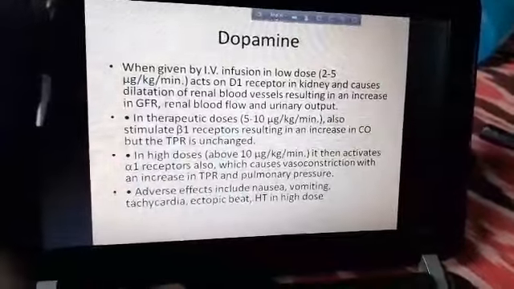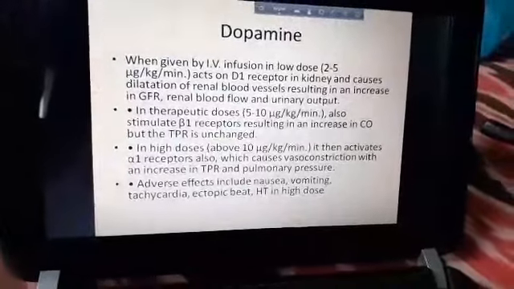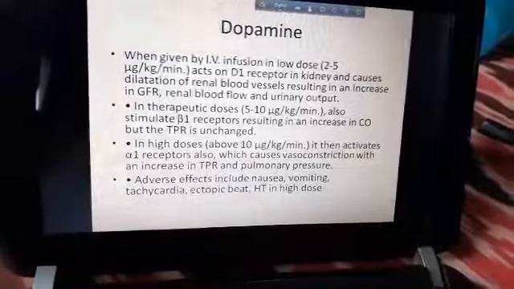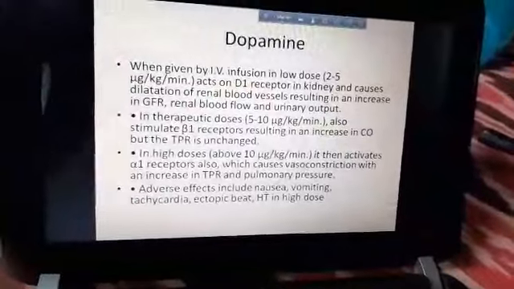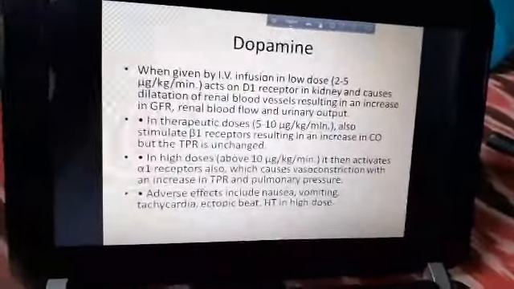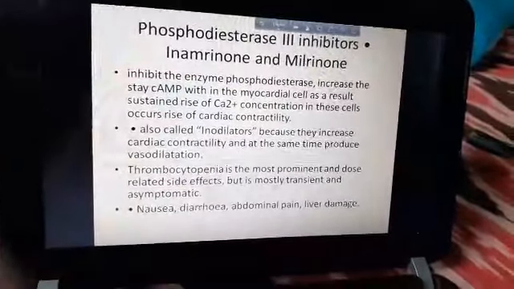It has 3 dose ranges, but the therapeutic dose is 5 to 10 microgram per kg per minute. It stimulates beta 1 receptor, resulting in an increase in cardiac output, but the total peripheral resistance is unchanged. So remember, dobutamine and dopamine, the sympathomimetics, increase the cardiac output and are to be used in the acute setting when ejection fraction is significantly low. But dobutamine is preferred here.